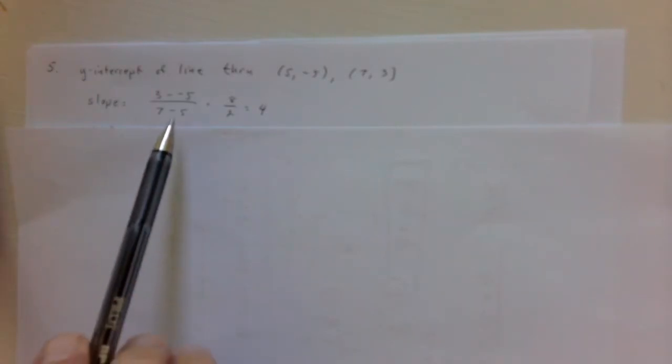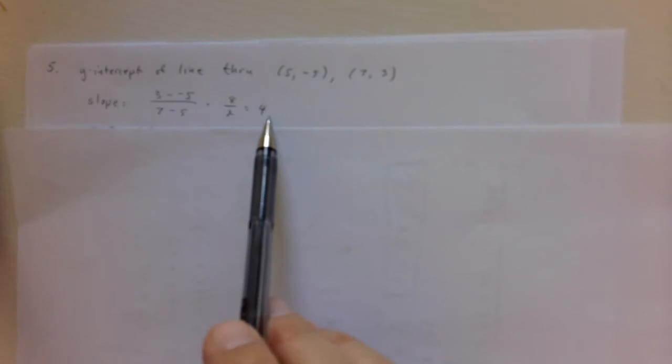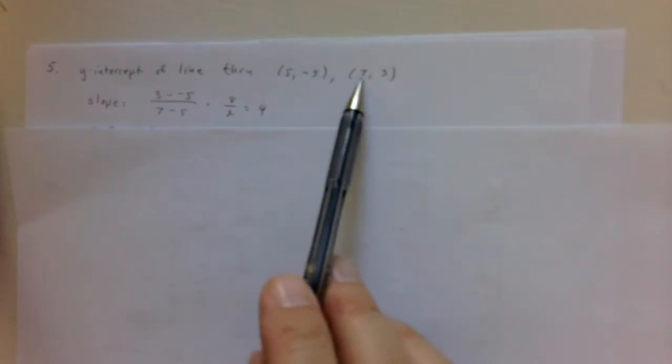The first one I'd like to talk about is problem 5, which asks for the y-intercept of the line passing through the points (5, -5) and (7, 3). Now, to find the y-intercept, we just want to find the equation. And to find the equation, we first have to find the slope. The slope is rise over run, change in y divided by the change in x, and it's 4. Okay? So we'll have a line where the slope is 4, that passes through one of these points, in particular (7, 3).